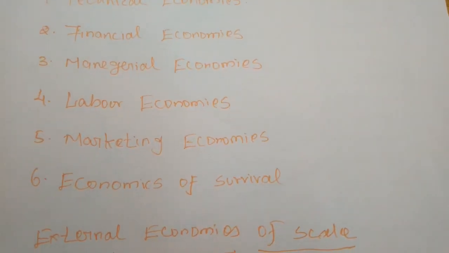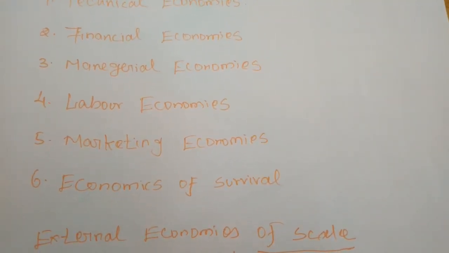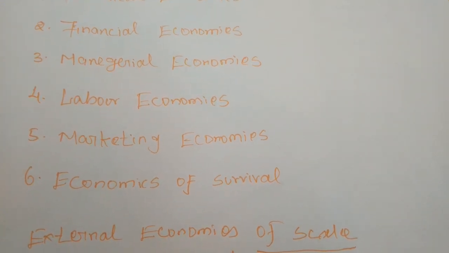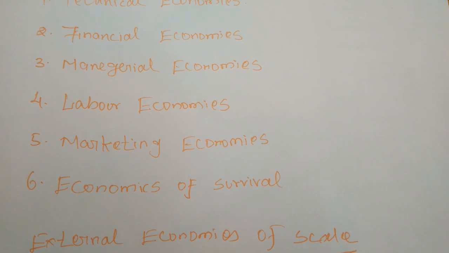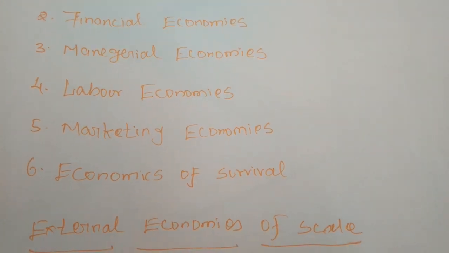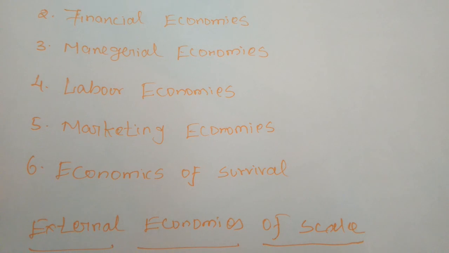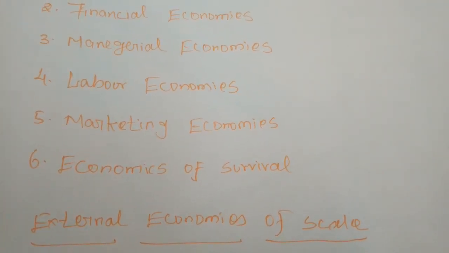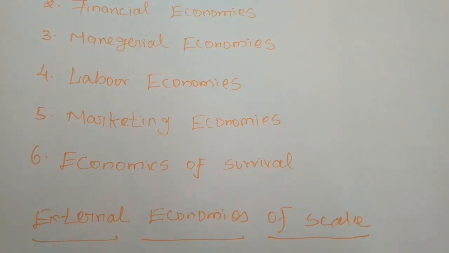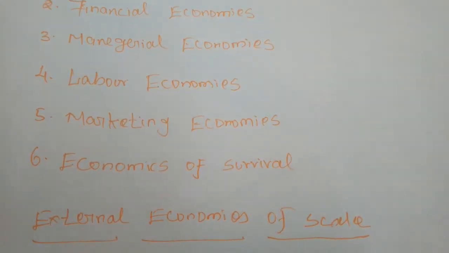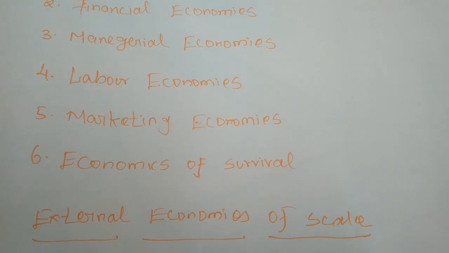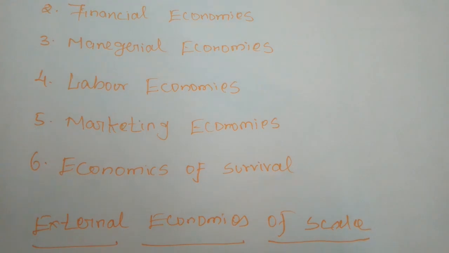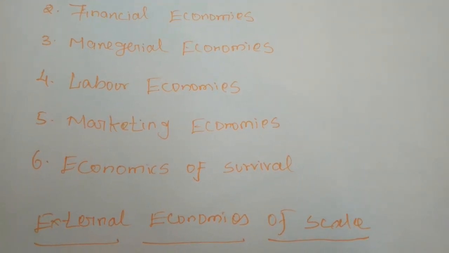Next, marketing economies. In the context of large scale production, the producers can buy raw materials in bulk at cheaper cost and they can take the produce to distant markets. Normally by purchasing raw material in bulk from a wholesaler, he will get some benefit. When they purchase more raw materials at a very cheap price, he can produce more commodities and because of that he can get more market facilities.